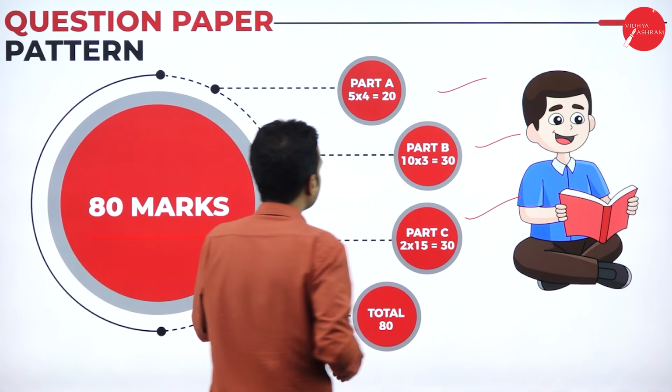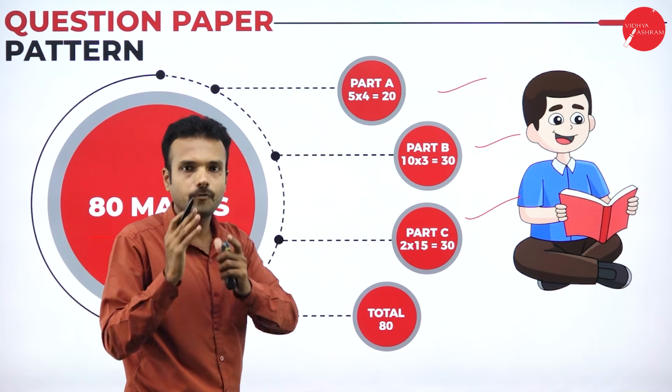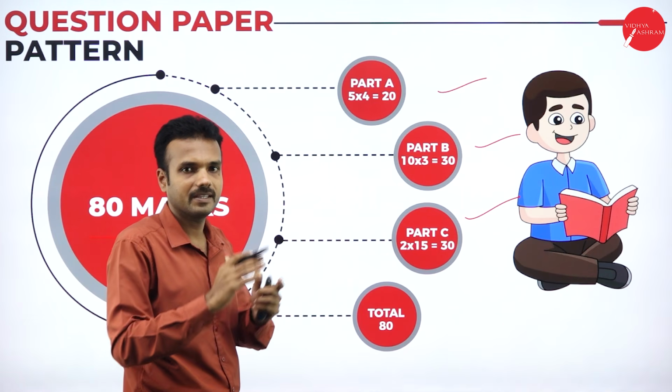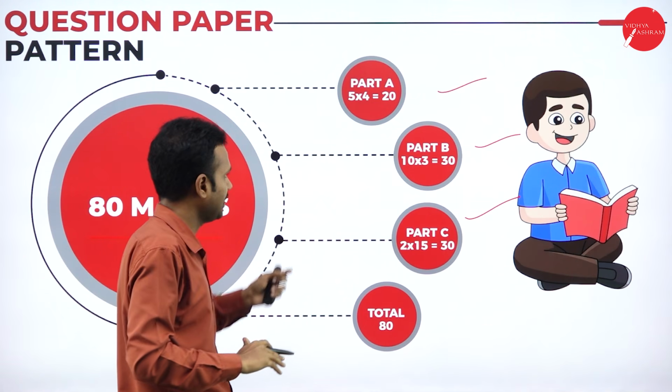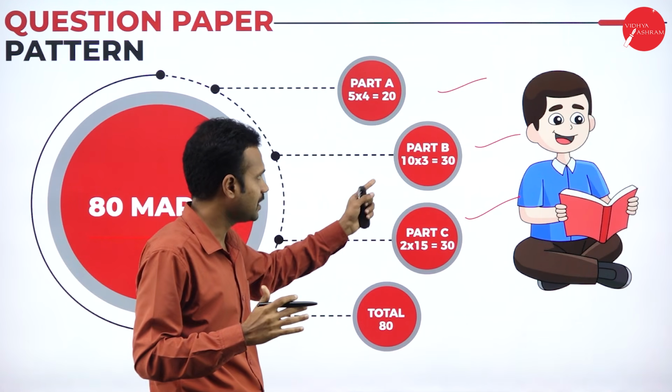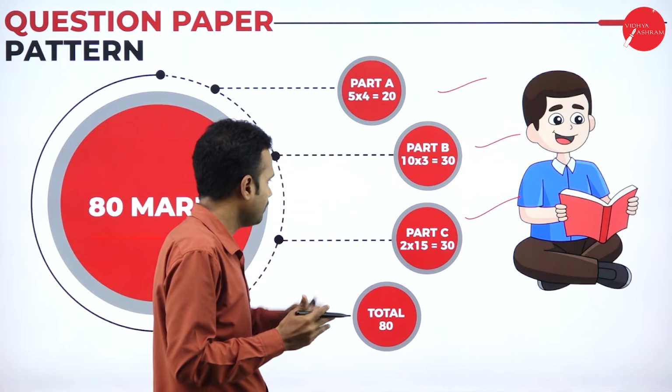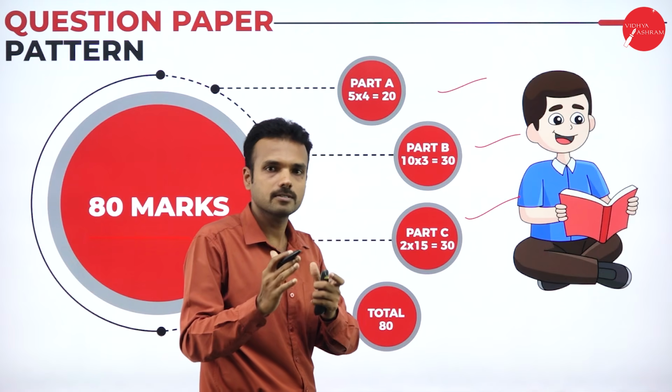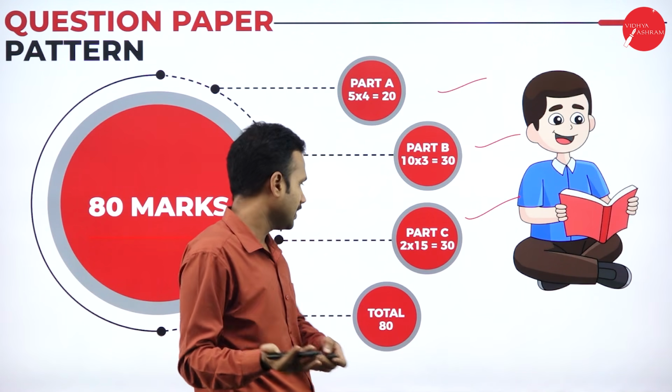When it comes to part A, you will be having 4 questions of 5 marks, that is 4 5s are 20. In part B, you will be having 3 questions of 10 marks, that is 10 3s are 30. And in part C, you will be having 2 questions of 15 marks, that is 15 2s are 30.